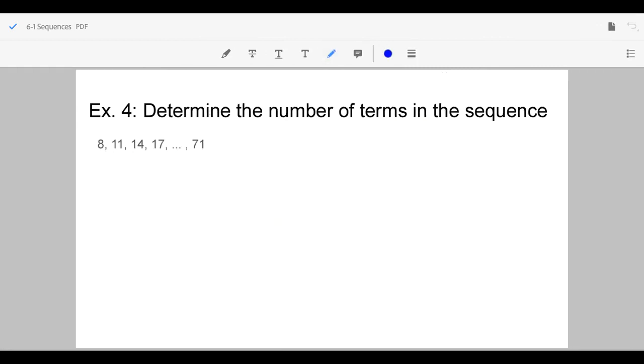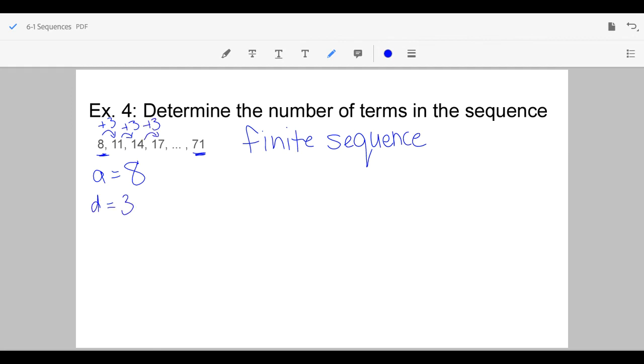Here's another example where we are determining the number of terms in this sequence. We have 8, 11, 14, 17, several more terms, we don't know how many yet, and then 71, which means this is our last term, and it is in fact a finite sequence. We know that a is 8, because that is our first term. Looking at the pattern, we're adding 3 every time, which means our common difference d is 3.